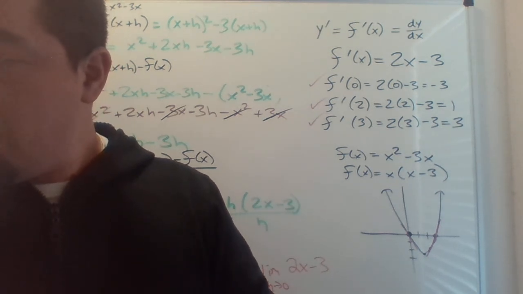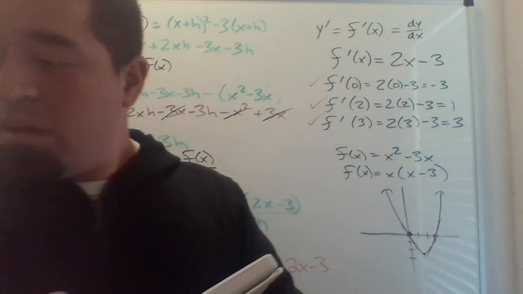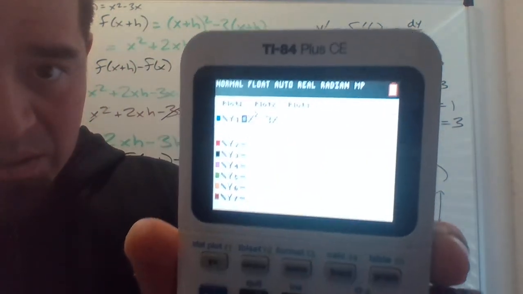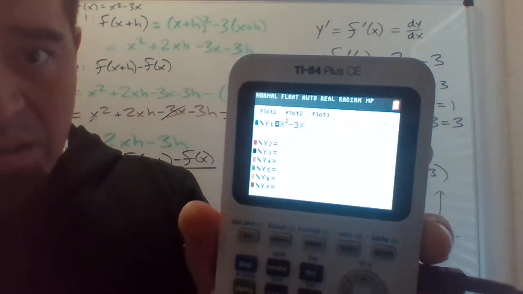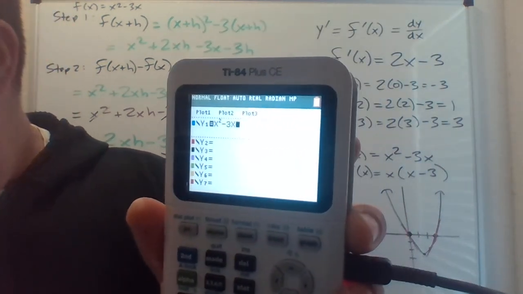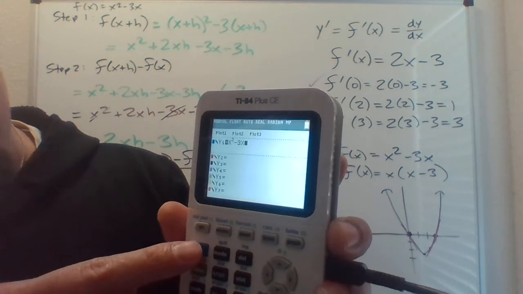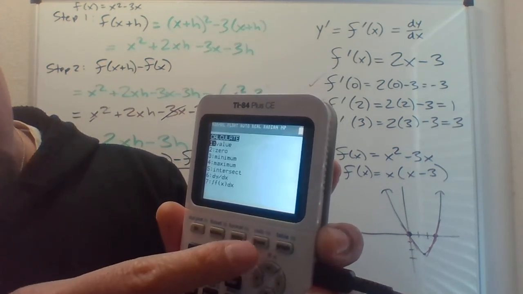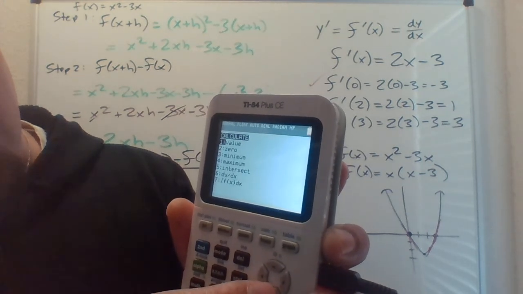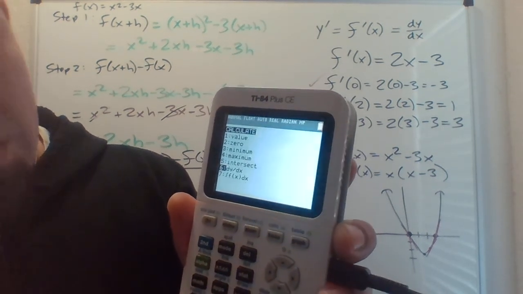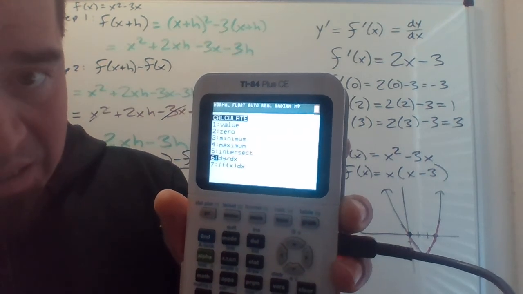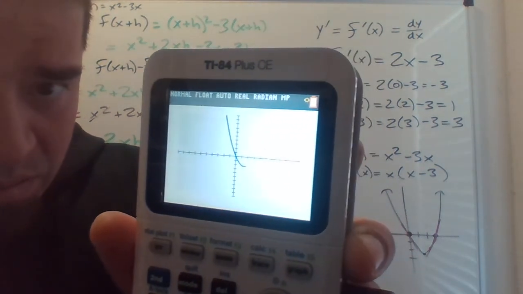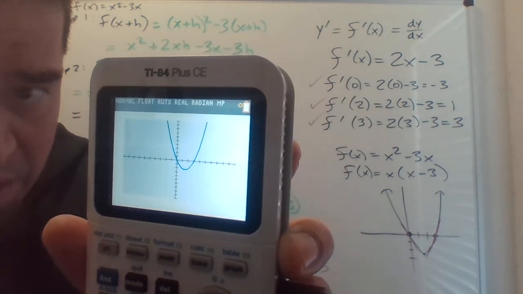Okay. And let's do this. So here it is. I typed it in, right? Can you see that? And then from there, we can go to second, calculate, because the second activates the blue buttons, which is also the trace button. And then go to number 6, where it says dy dx. Push enter. It just draws the graph I already had.